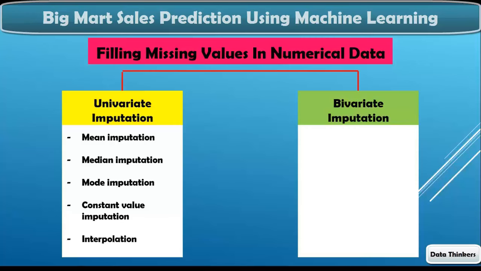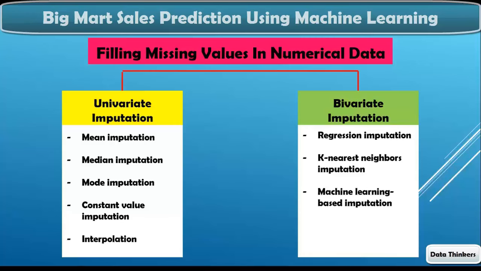Common methods for bivariate imputation include regression imputation, predicting missing values using a regression model based on the relationship with other variables or features. K-nearest neighbors imputation, filling the missing values based on the values of the nearest neighbors in a multidimensional feature space. Machine learning based imputation, utilizing machine learning models to predict missing values based on other features in the data set. So these are different approaches for handling missing values in numerical data.